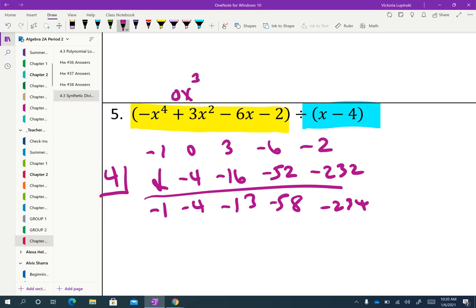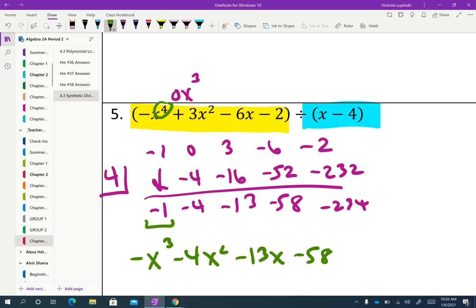Remember I mentioned yesterday that remainders can literally be anything: positive, negative, 0, big, or small. So no worries, whatever it happens to be. Because this started off as the 4th power, you're going to start off to the 3rd power. So -x cubed (put the 1 or don't, it doesn't matter), minus 4x squared minus 13x minus 58 plus negative 234 over x minus 4.